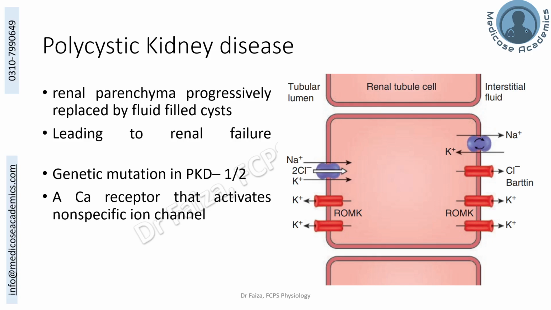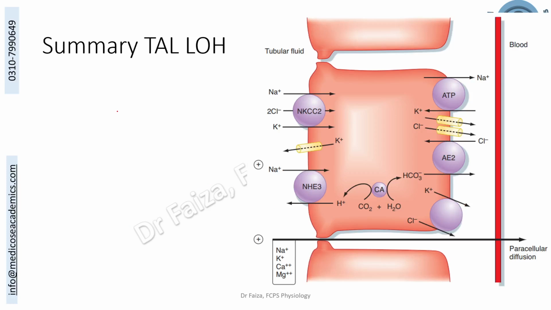Polycystic kidney disease is again a genetic disorder in which the renal parenchyma is progressively replaced by fluid-filled cysts and ultimately can result in renal failure. The problem here is a genetic mutation of polycystic kidney disease 1 or 2, which encodes a calcium receptor that activates non-specific ion channels, and mutation can lead to polycystic kidney disease.